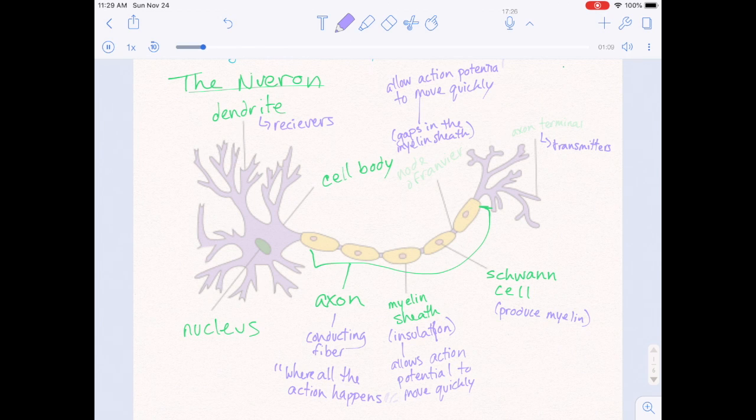And then we have the node of Ranvier. And then we have the axon terminals.